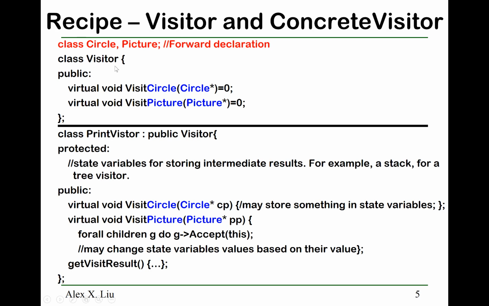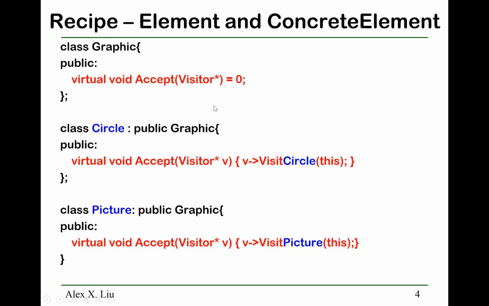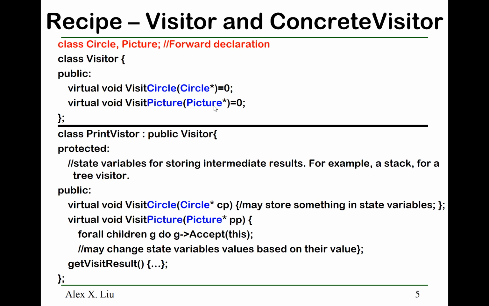To compile the visitor class, the compiler needs to understand this is a circle and this is a picture. Now you see the circular dependency. To compile circle, the compiler needs to know visitor. To compile visitor, the compiler needs to know circle. That's why there's the circular dependency here.